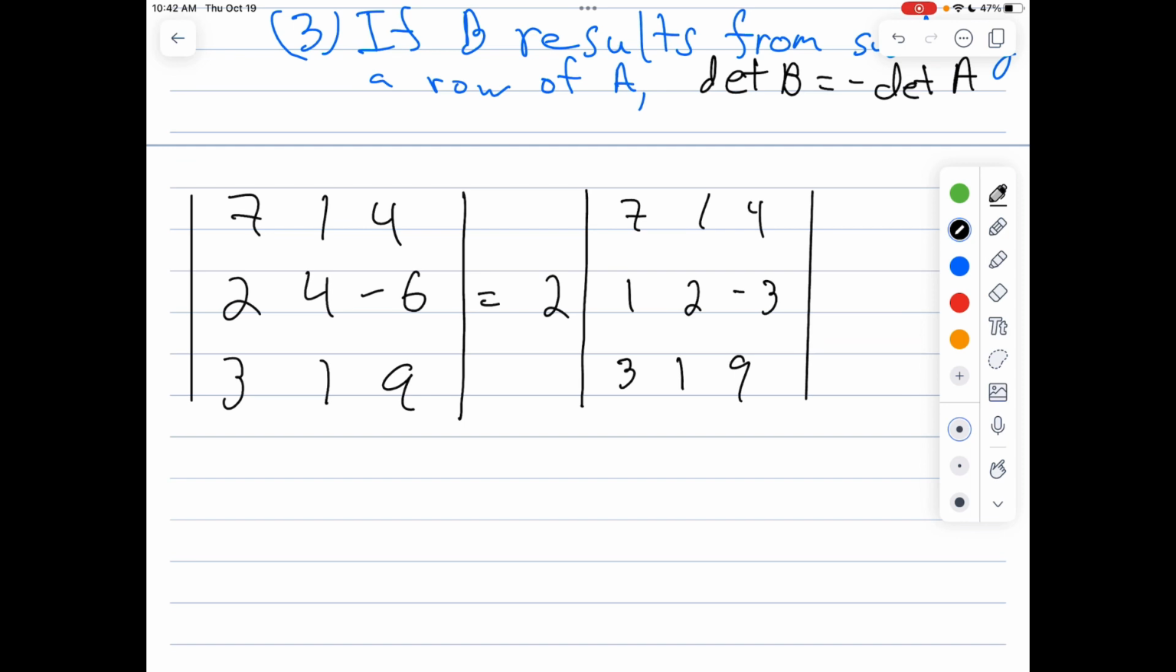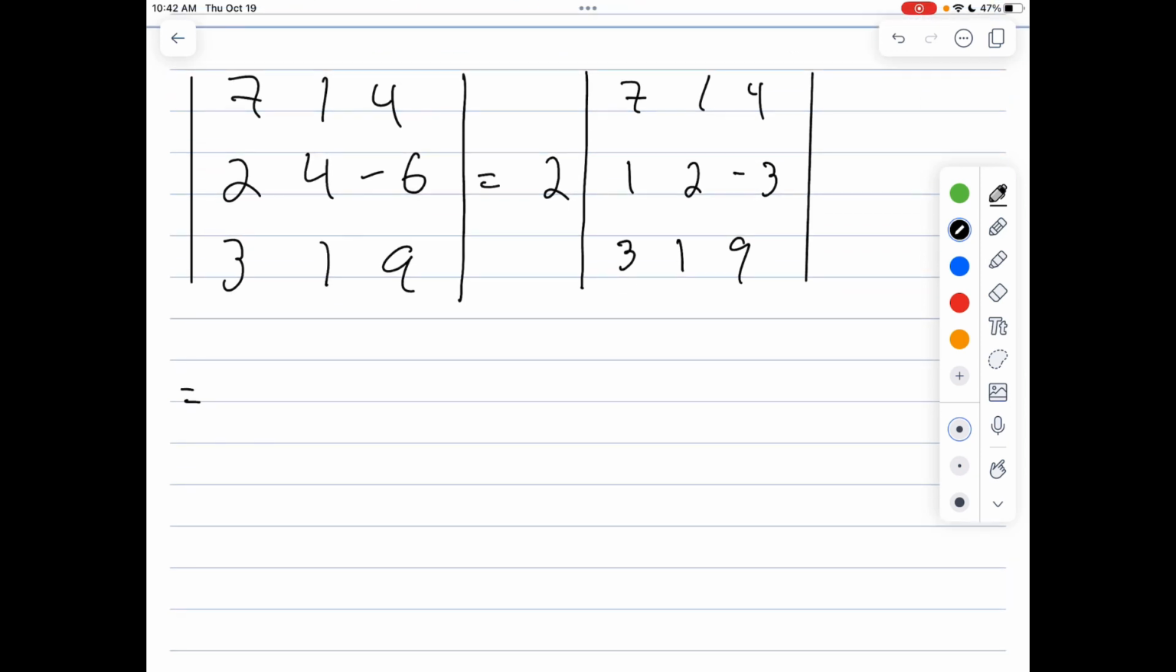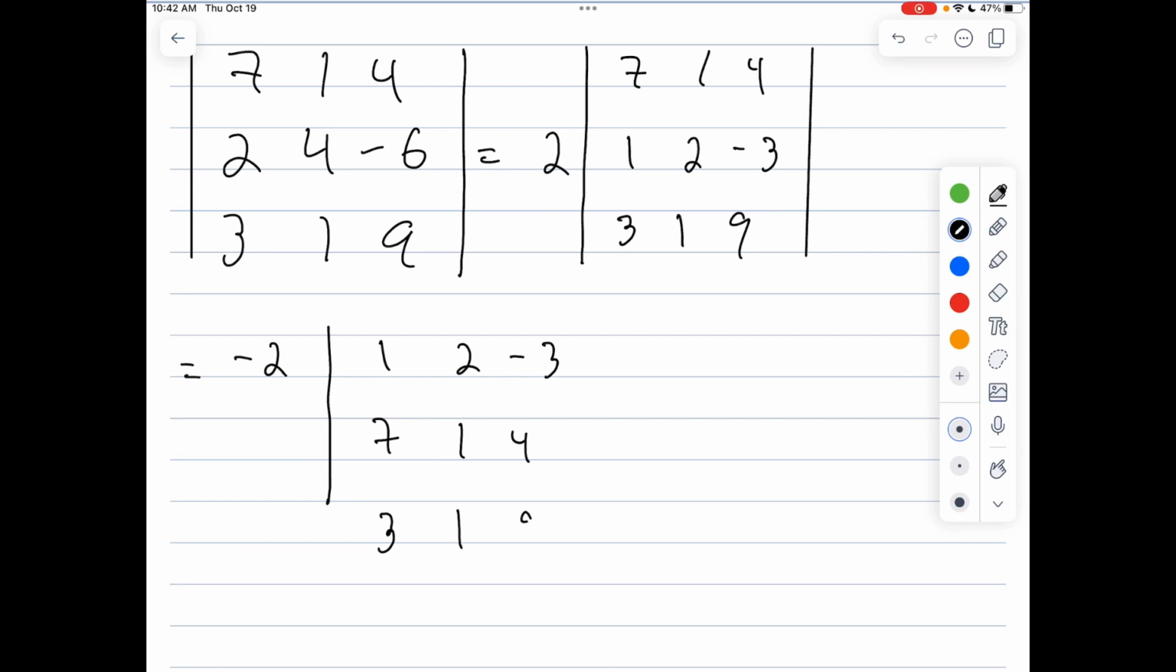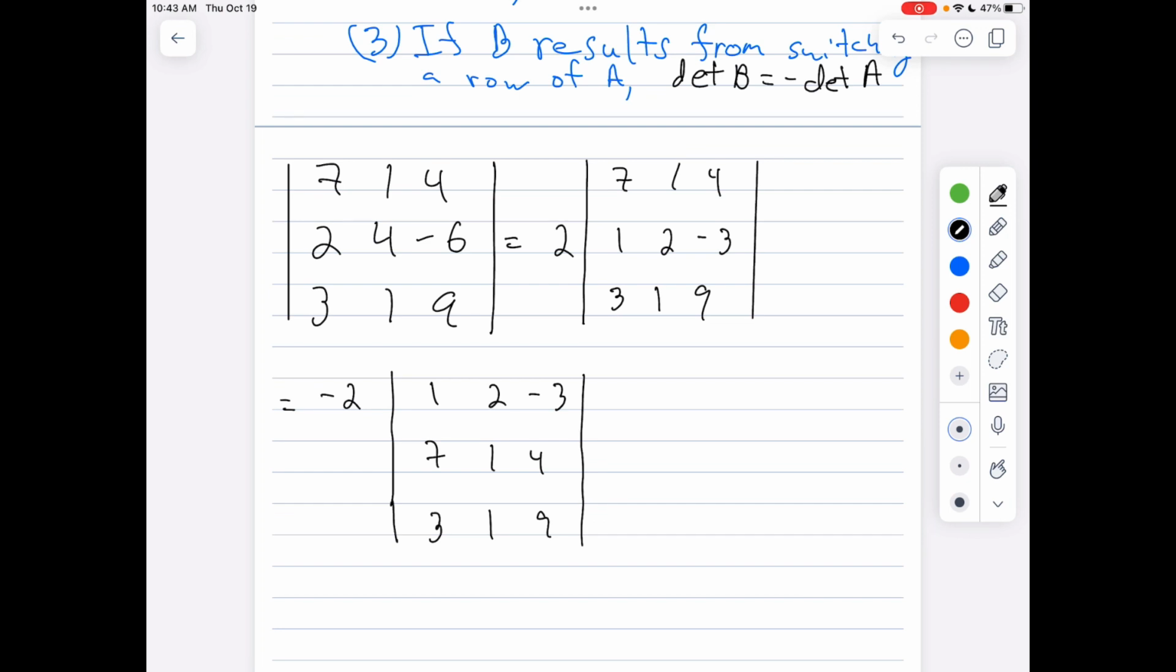Next thing I see is the second row, 1, 2, negative 3. We have a pivot of 1 here, and I like to have a 1 up where the 7 is. So I'm going to switch rows 1 and 2, and that results in 1, 2, minus 3, 7, 1, 4, 3, 1, 9. And what that does is you put a negative in front of the 2. So that's what happens when you switch rows. You put a negative in front of your matrix.